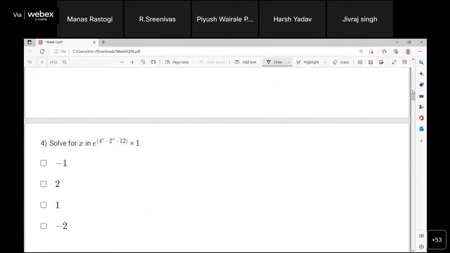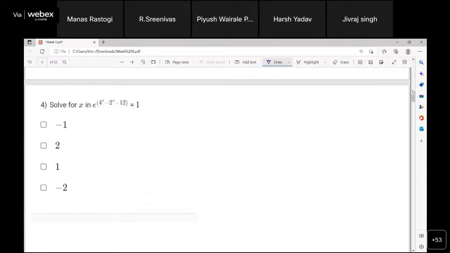This activity question, you can do that. Now one more question. We have to solve for x only. Here e to the power 4 to the power x minus 2 to the power x minus 12 equals 1. Tell me how to solve this question now. We can take log to the base e. So 4 to the power x minus 2 to the power x minus 12 equals 0.